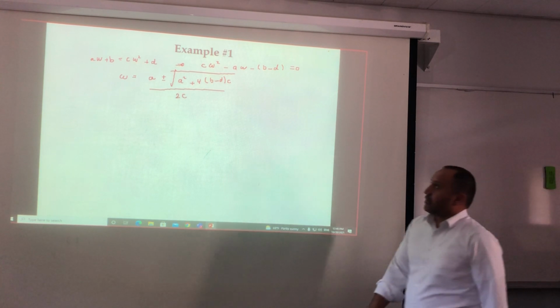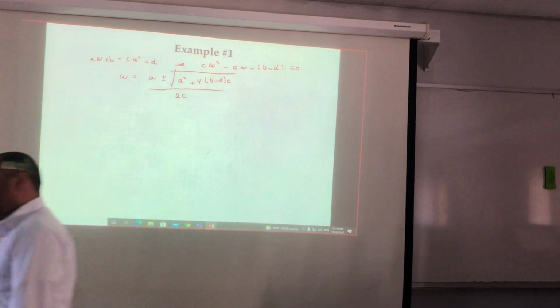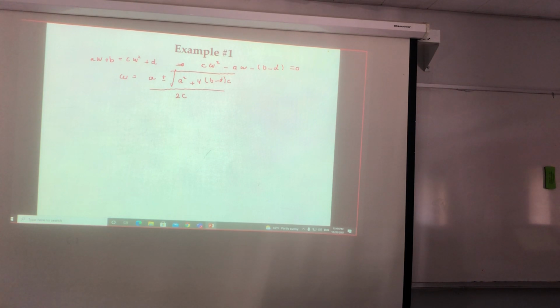Let's see. A is positive, and for sure A squared will be positive. Do you remember our condition, B is greater than D, and C is positive. So the term under the root is positive. I don't have a problem until now.